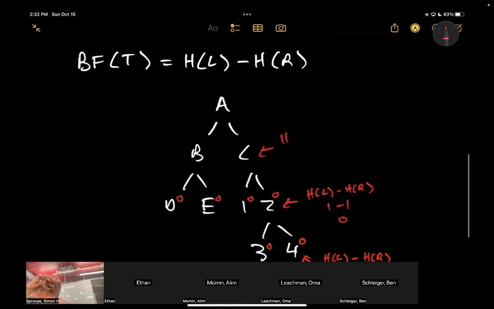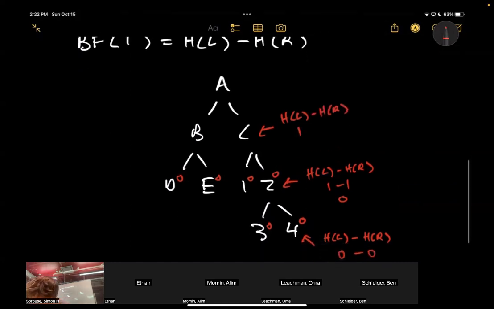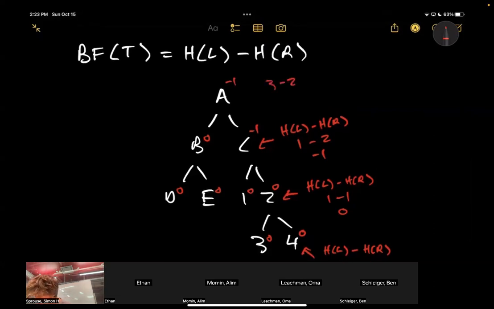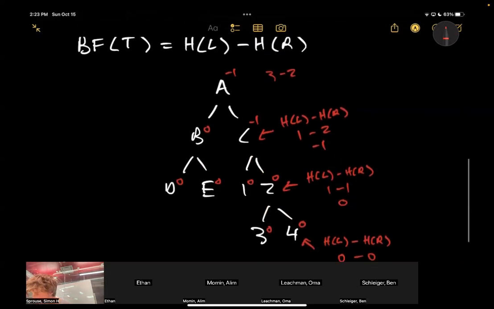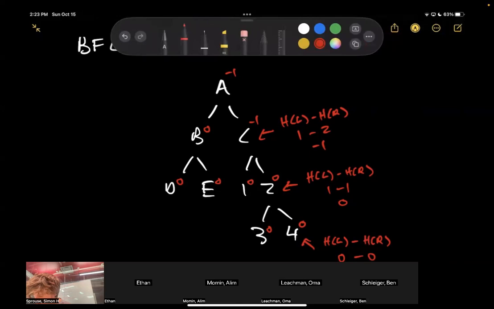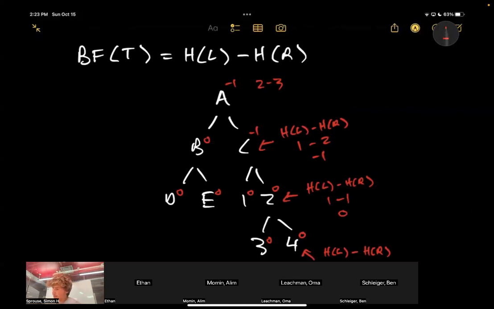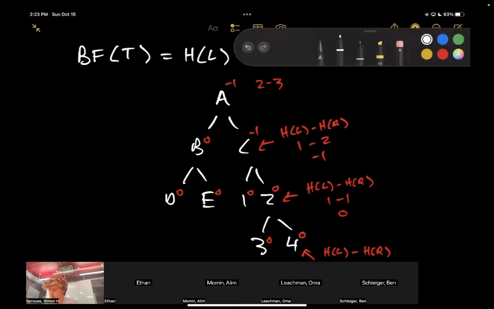For this node, again, height of left minus height of right. Looks like the left subtree is 1 minus 2, negative 1. For B, you can just eyeball that it's 0. And then for A, we can just eyeball that it's negative 1, right? So we've got 3 minus 2? Yeah. Oh, wait, no, 2 minus 3. I'm so sorry, y'all. I'm always prone to error. 2 minus 3. Okay, so I hope that's good. If this confuses you, please ask our PT. She will be happy to explain why this is the case. I picked a relatively good case here. I picked a reasonable tree to start with.